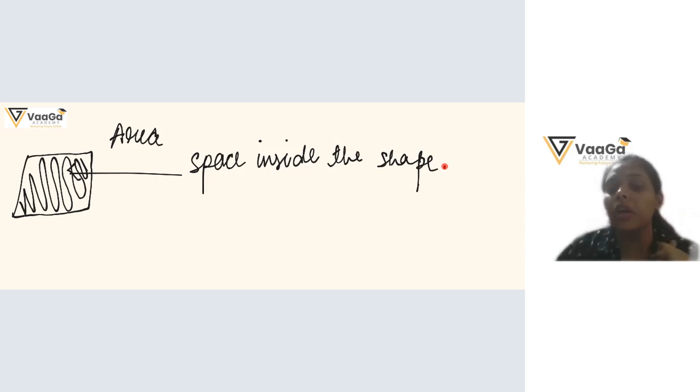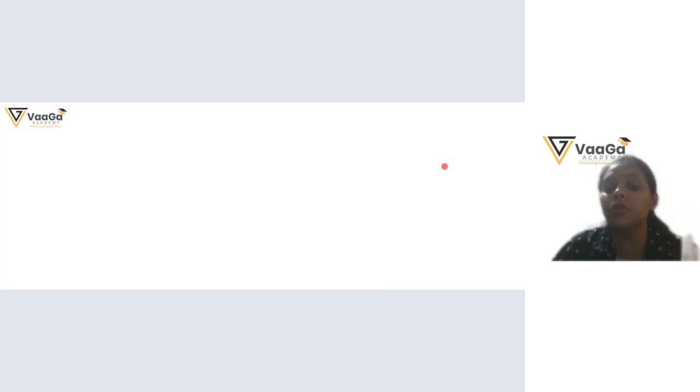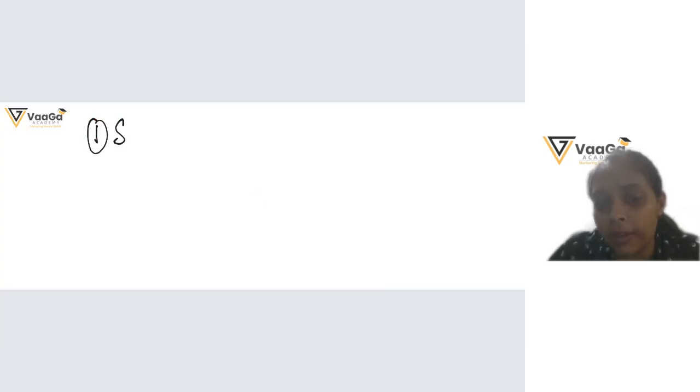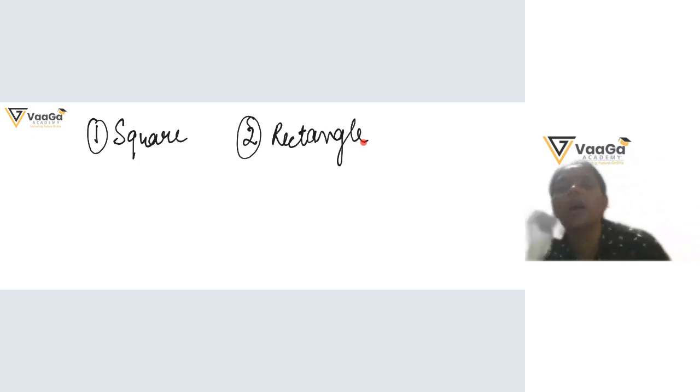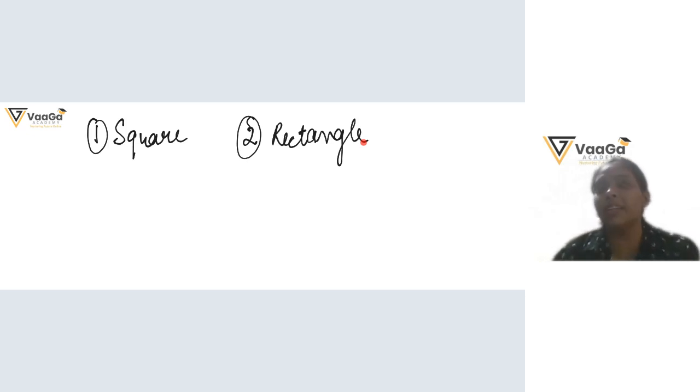Now today we are going to learn the area of two different figures. One is square and the second one is rectangle. Can you tell me what a square is? What's the difference between a square and a rectangle? Ma'am, rectangle is more wider than it. Okay, more wider than the square. So that's the only difference. There is no other difference. And ma'am, square is having all the sides equal, but rectangle is having only opposite sides equal.